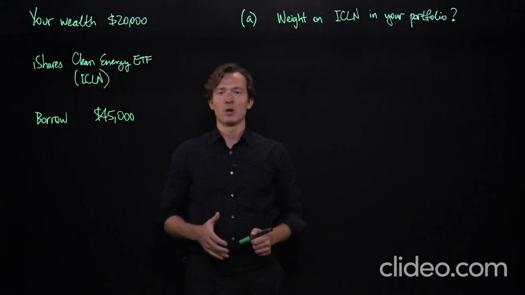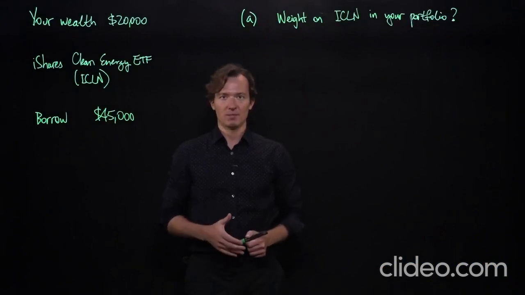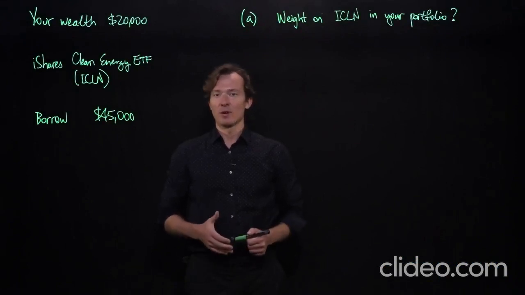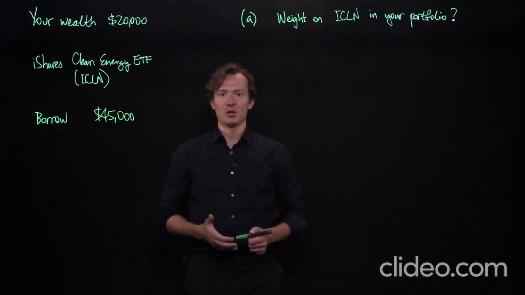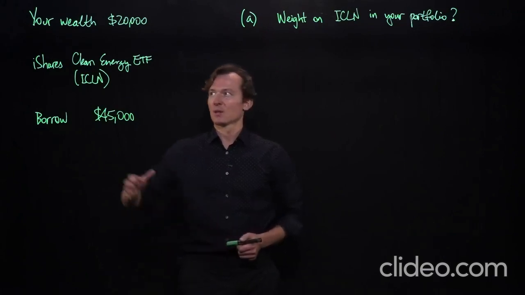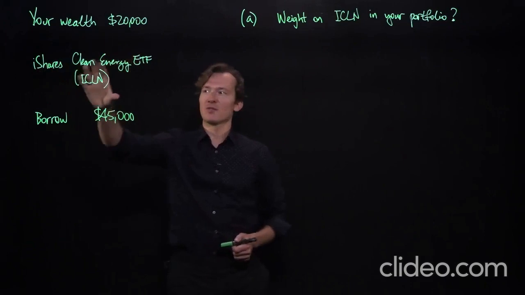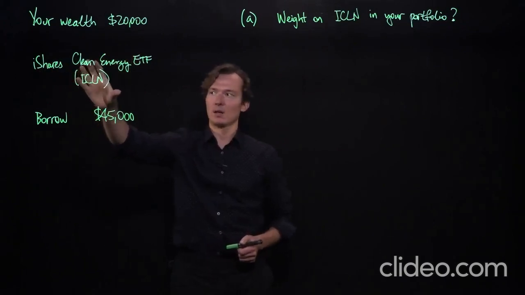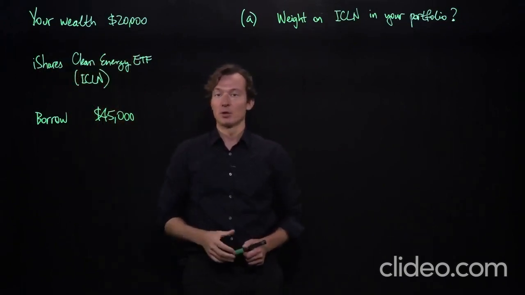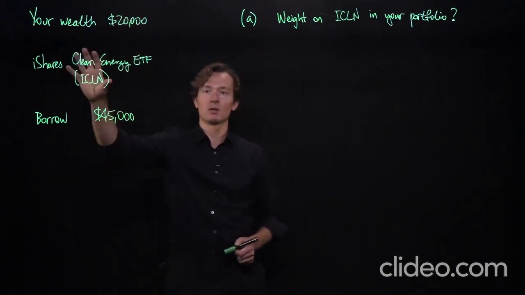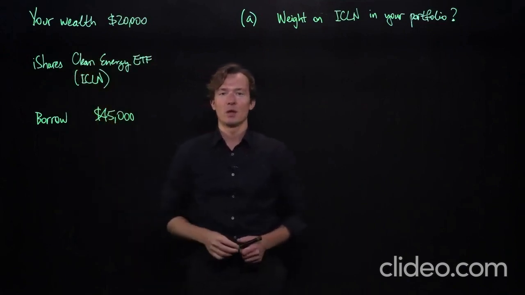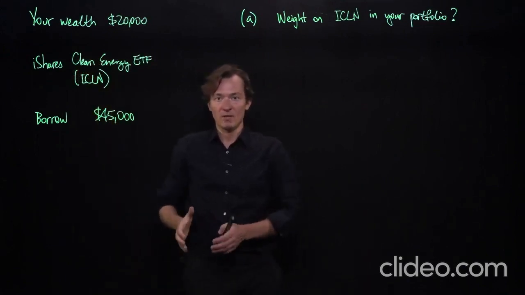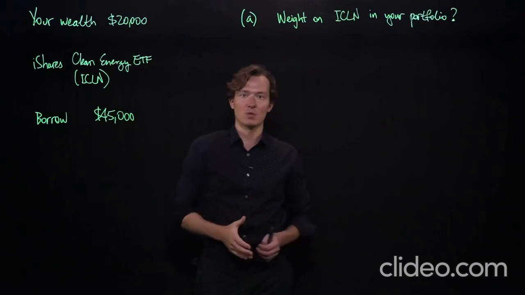Suppose that you have $20,000 that you would like to invest. You're very bullish on the future of clean energy, and you found the following exchange-traded fund, or ETF, that you would like to invest in: the iShares Clean Energy ETF, ticker symbol ICLN. But you are so bullish on clean energy that not only do you want to invest all your wealth into this ETF, you want to borrow and invest borrowed money into this ETF as well.